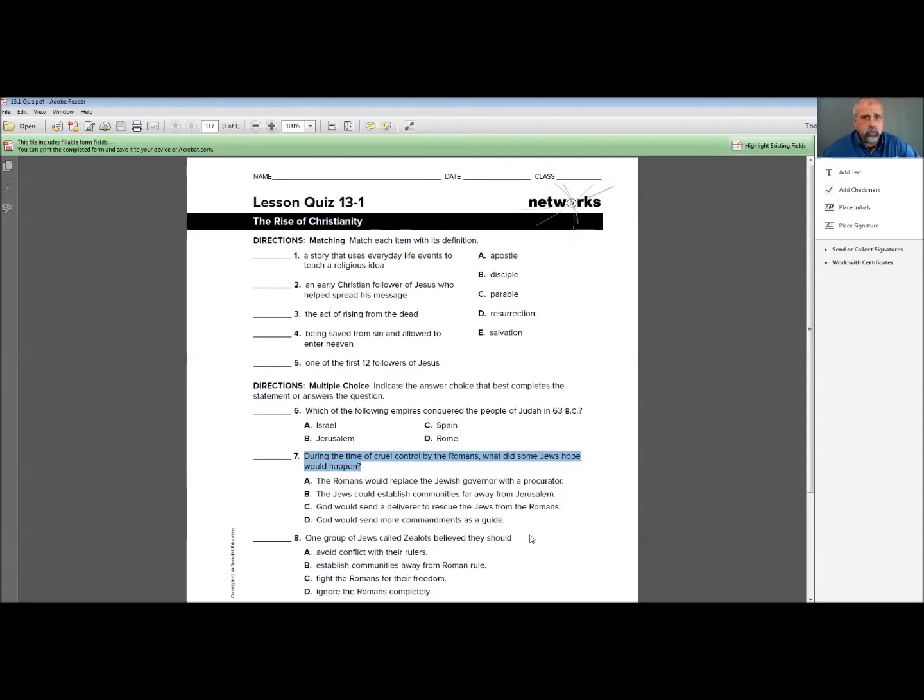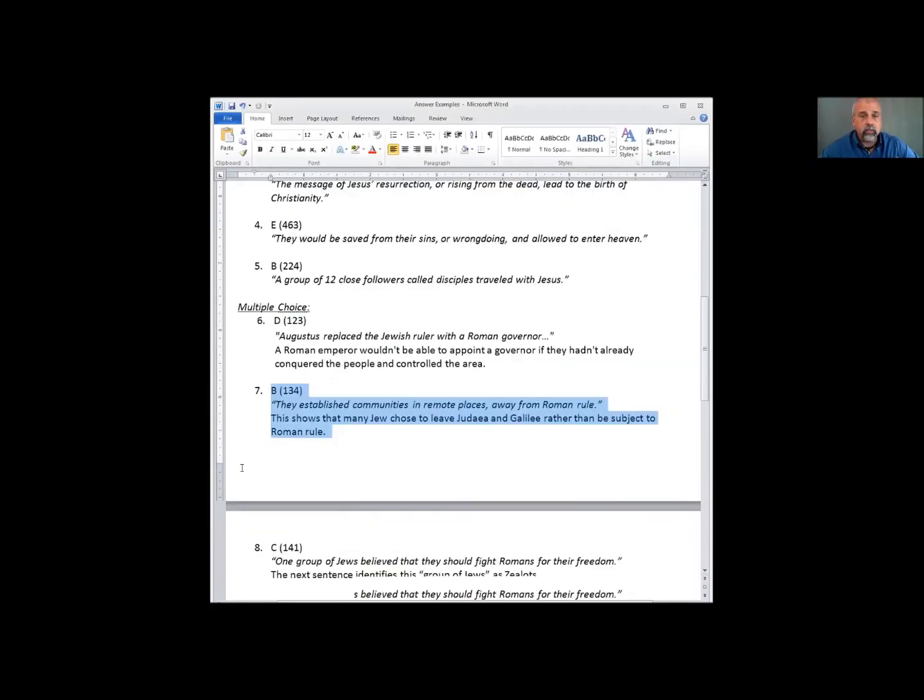Let's take a look at this question. Let's say that we think the answer is B, and our evidence is page 1, paragraph 3, line 4, that the Jewish people established communities away from Roman rule. And our reasoning is that many Jews decided to leave Judea and Galilee to avoid Roman rule. Now, that's sound reasoning, but the answer is still incorrect.